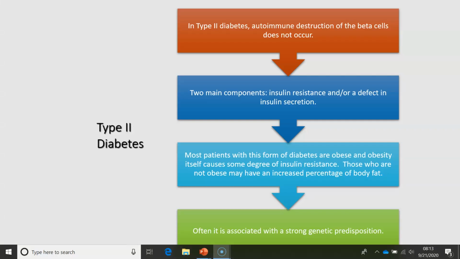Now, with your type 2 diabetics, you do not have the autoimmune destruction of the beta cells. But what you do have with type 2 diabetes is insulin resistance and/or a deficit in insulin secretion. Most patients with this form of diabetes are obese, and obesity itself has some degree of insulin resistance. Those who are not obese may have an increased percentage of body fat, often associated with a strong genetic predisposition.